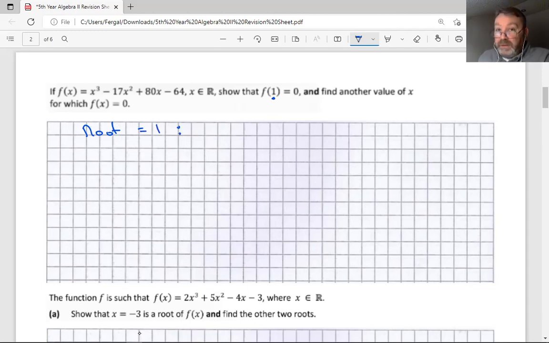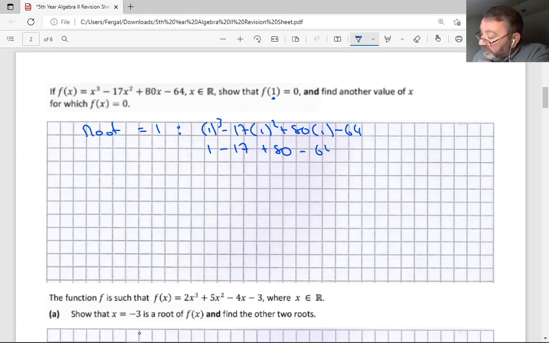And you know what you do with roots? Roots substitute. So you're going to put 1 into this one, which becomes 1 cubed minus 17 times 1 squared plus 80 times 1 minus 64. Now, show that f of 1 equals 0. In other words, show that 1 as a root turns the function to 0. So if I do this correctly, this should go to 0. 1 minus 17 plus 80 minus 64. Well, minus 64 and minus 17, that's minus 81, plus 1 is minus 80, plus 80 indeed is 0. They all cancel. Minus 64, minus 81, minus 80, plus 80 cancels.